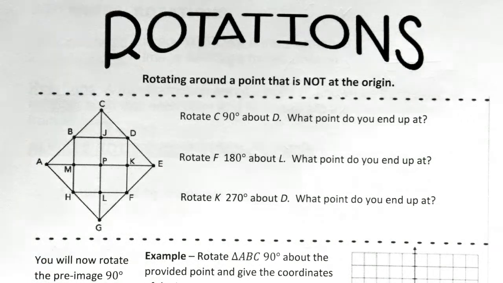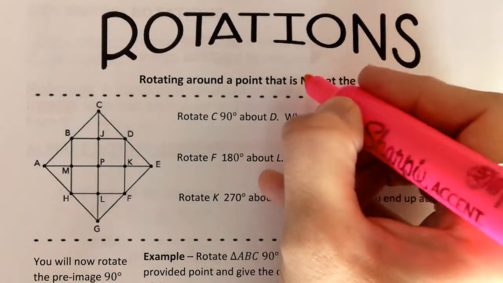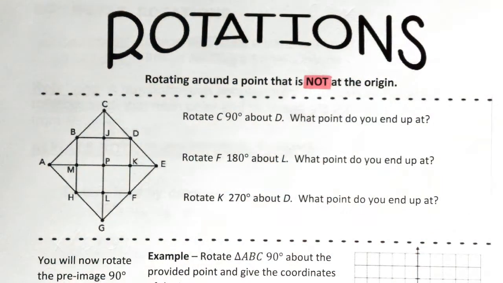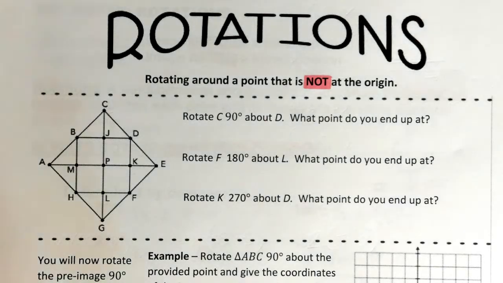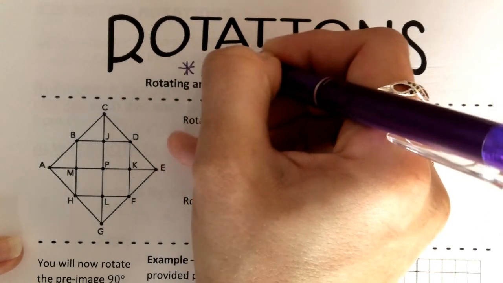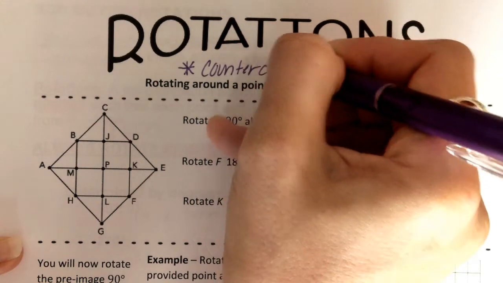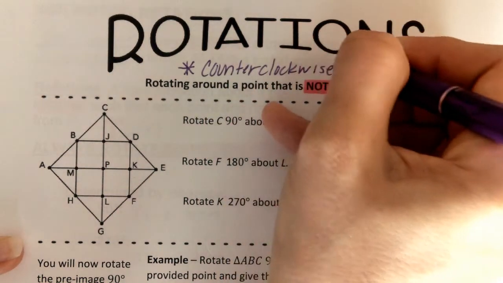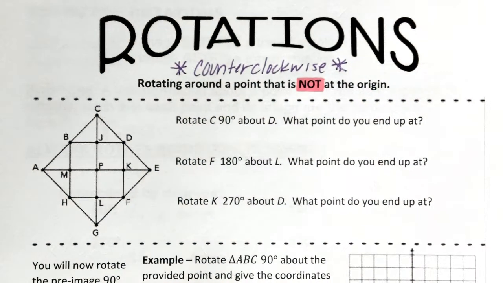All right, so our last rotation notes, this is where we take about the origin, which you learned in 8th grade. Now that we're in geometry, we now need to look at what happens if we are going to a point that is not at the origin, okay? So we also need to remember, again, we're always going to go counterclockwise, always. This year in geometry, that's what we're doing.